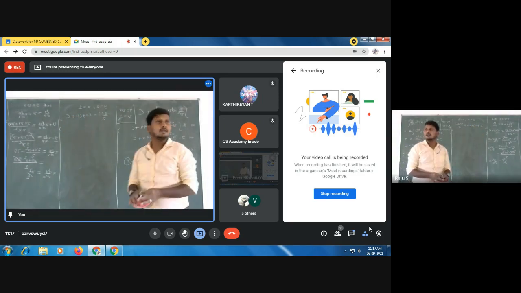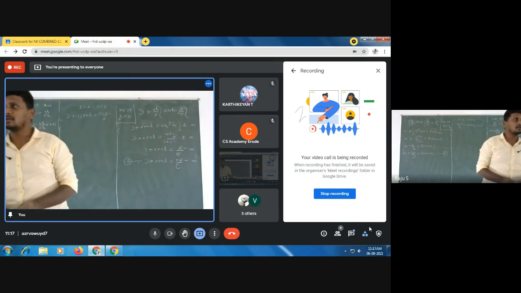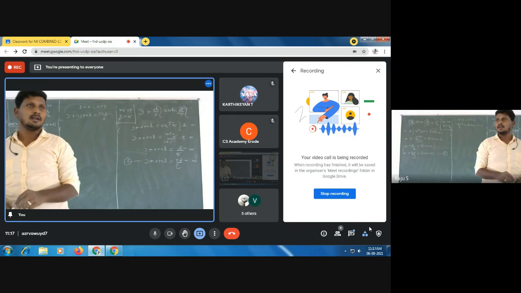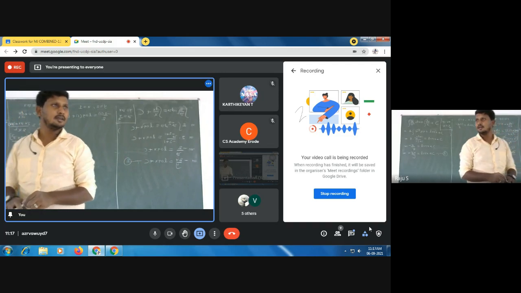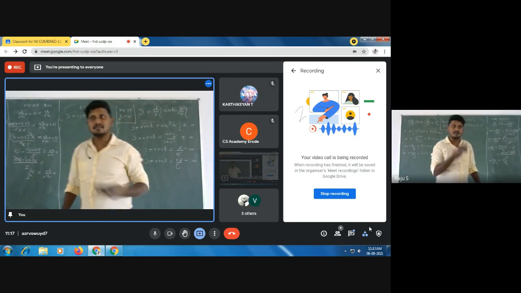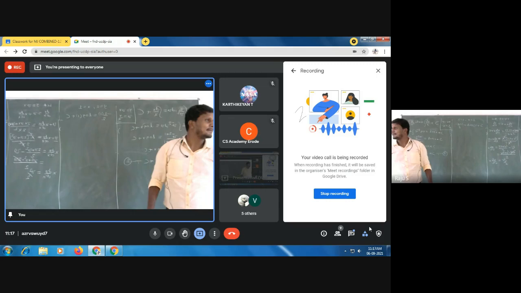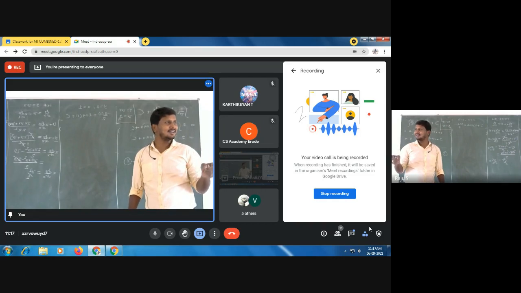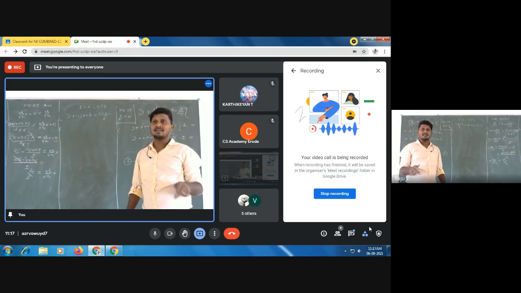What is log 1? Log 0? Log 0 value, infinity? It doesn't exist. Log infinity also doesn't exist. Log e is 1. Log 0 doesn't exist. Log minus 1 doesn't exist. Then what exists?